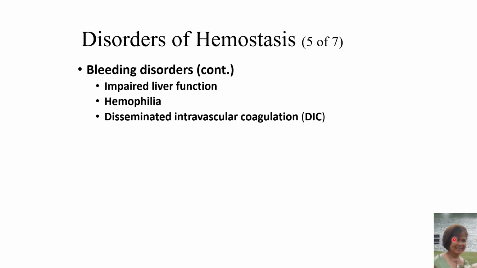Then you have your DIC, or disseminated intravascular coagulation. It involves both widespread clotting and severe bleeding, and it occurs in an intact blood vessel, blocking blood flow, and pretty much it can cause severe bleeding. It can occur in disorders like septicemia, incompatible blood transfusion, or complications in pregnancy.